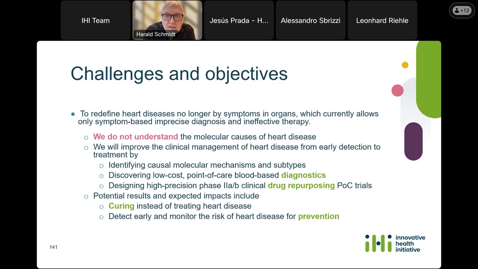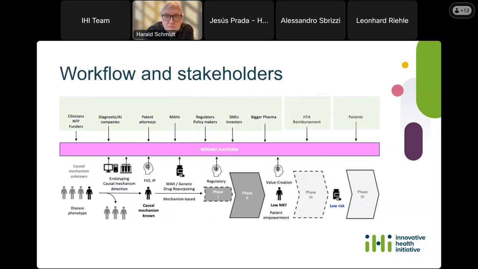And if the link between diagnosis and curative treatment works, then we can even start thinking of preventing heart disease by detecting those molecular disease mechanisms as soon as possible, and ideally start treatment before the symptoms arise. Next slide. This whole concept is based on the Repo4EU platform, which integrates advanced bioinformatics, artificial intelligence, drug repurposing, phase two clinical trials, regulatory advice, and a network of IP specialists and so forth that we can build on.